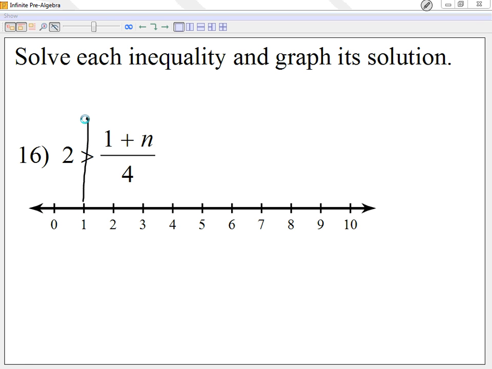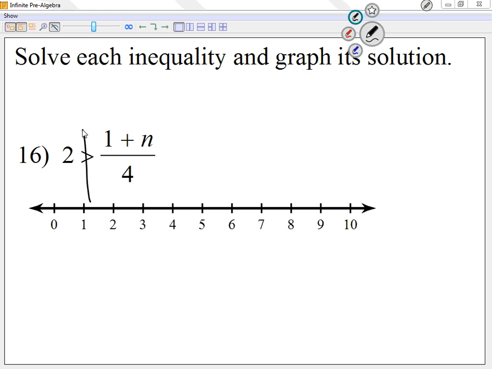Hold on, this thing froze for a minute. Once again, I'm not moving the 1 by itself yet because it's part of a fraction, so let me get rid of fractions. So again, I'm just waiting on my smart tablet. There we go.